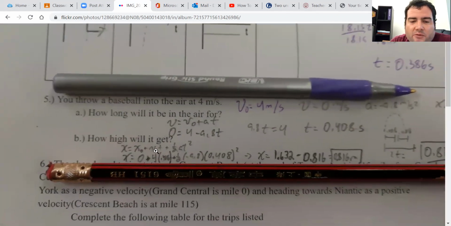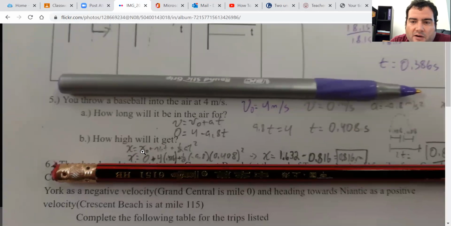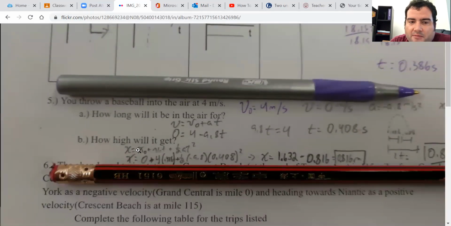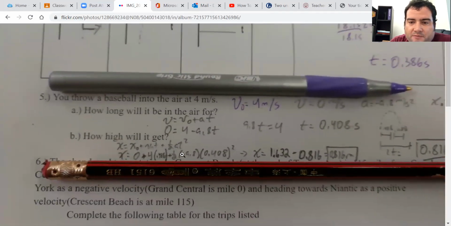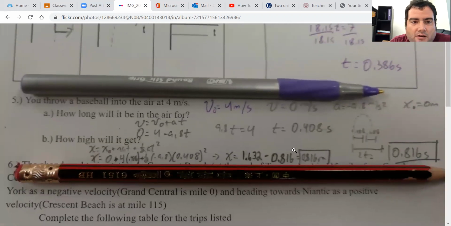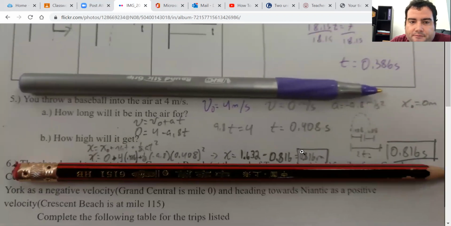As far as how high it will get, now I can use the time that I just got and plug it into my position-time equation, and I can get a height. So hopefully that helps there.